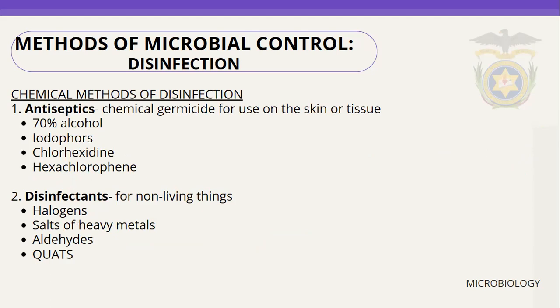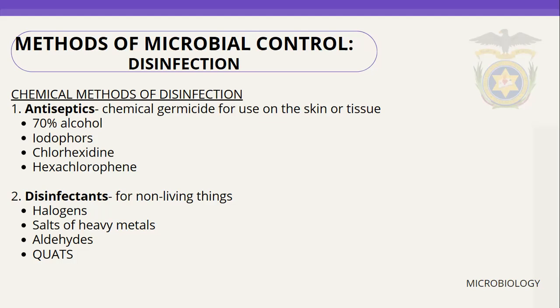We have our antiseptics, and antiseptics are chemical germicides for use on the skin or tissue. So our most common here is our 70% alcohol, and we also have our iodophores, chlorhexidine, and hexachlorophene. So while 70% alcohol is the most common, iodophores, which consist of iodine plus detergent, is considered the best. And we require 2 minutes contact time of ROH and iodine on our skin.